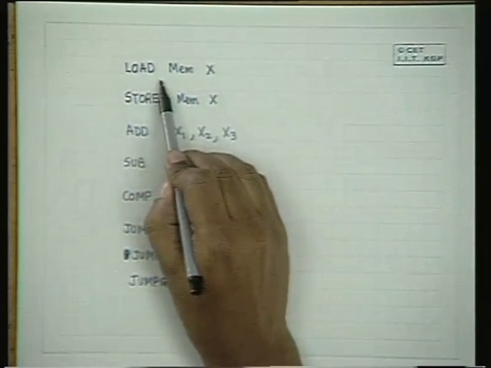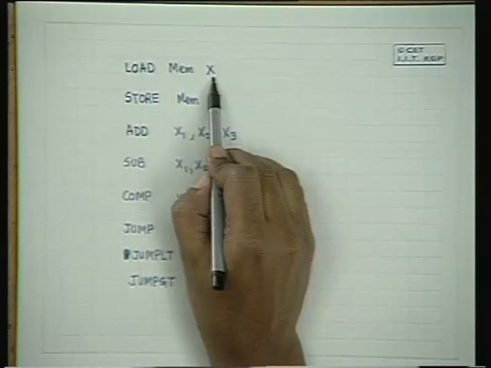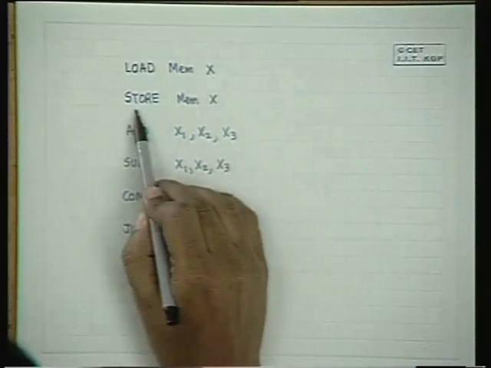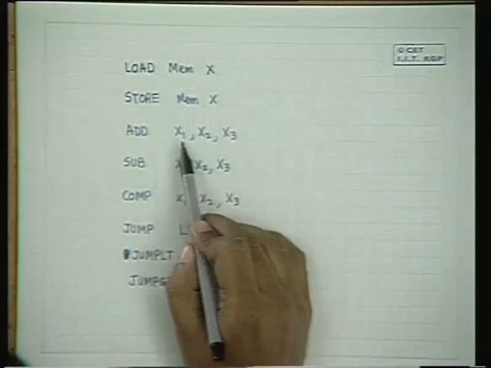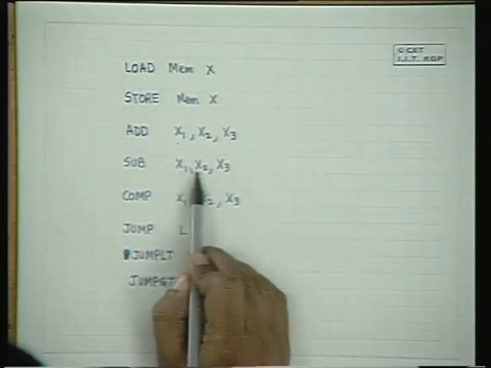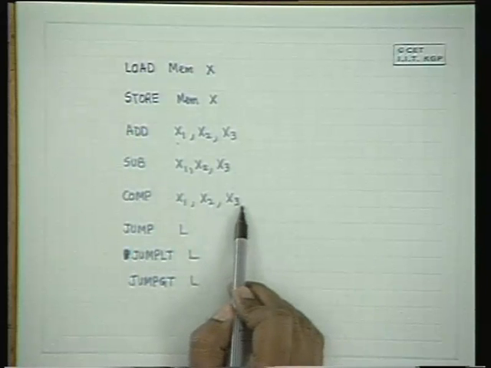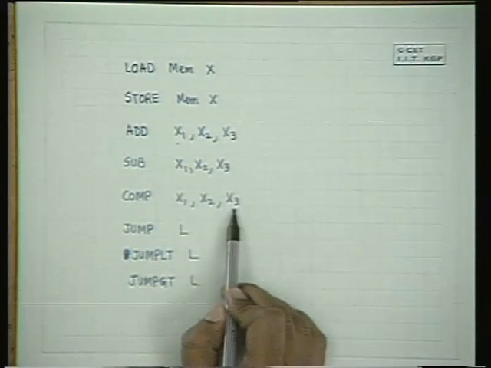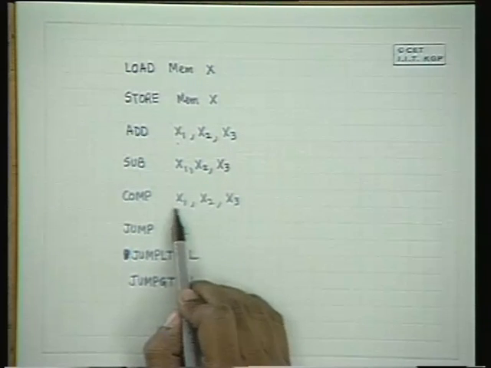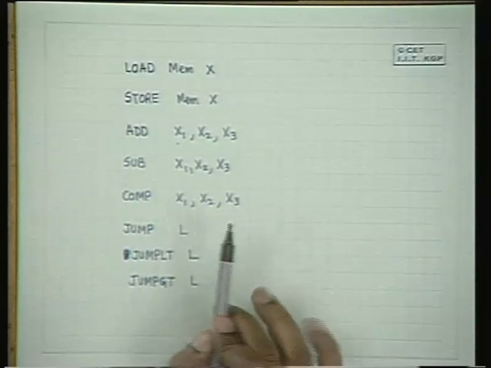This is, say, load from the memory a variable and store it inside the computer as a variable X, say, as a register. Store this into the memory. Add x1, x2 and put it into x3. Subtract x1 and x2 and put the result in x3. Compare x1 and x2 and put the result in x3. This says that if it is minus 1, x1 is less than x2, if it is 0, x1 is equal to x2, and if it is plus 1, then x1 is greater than x2.